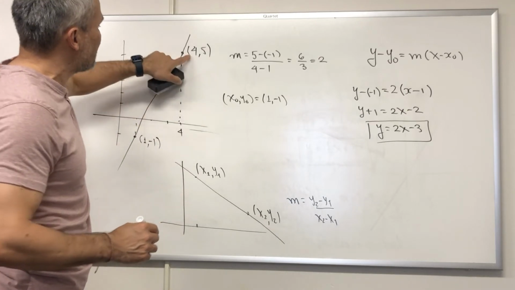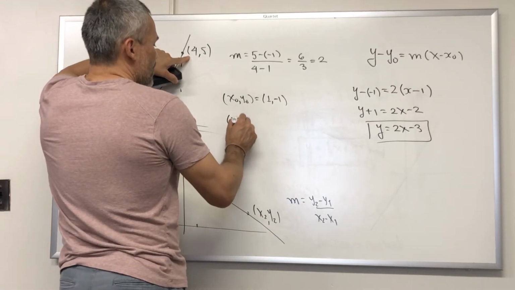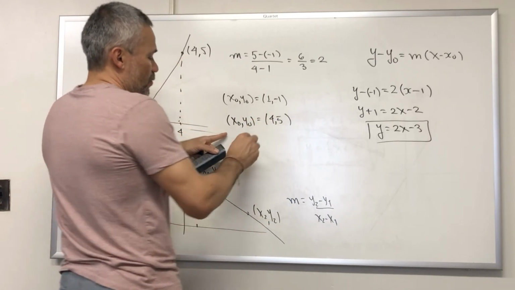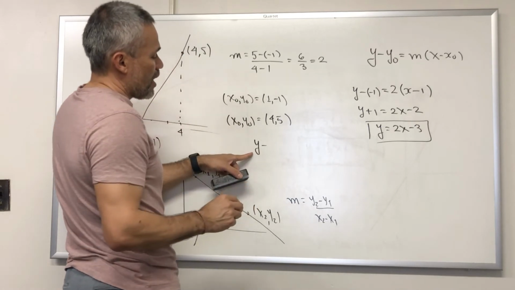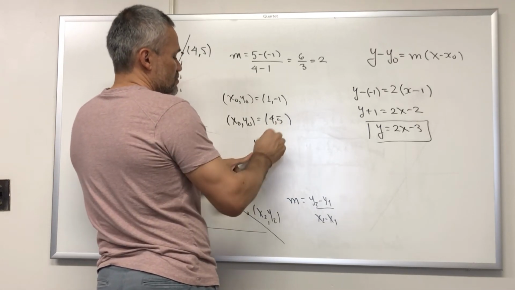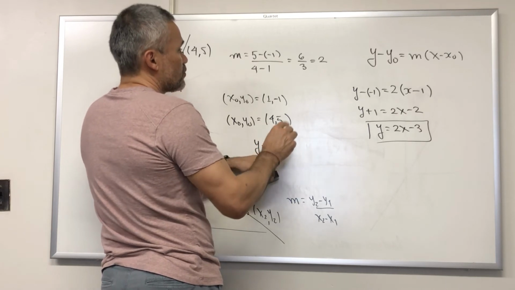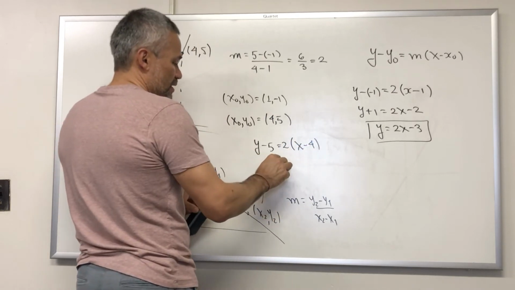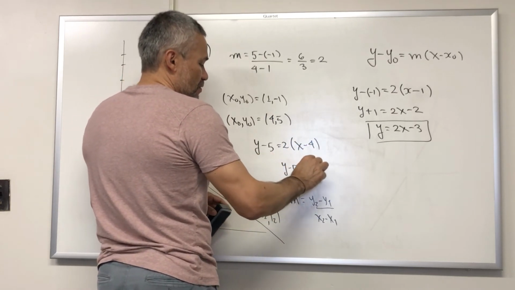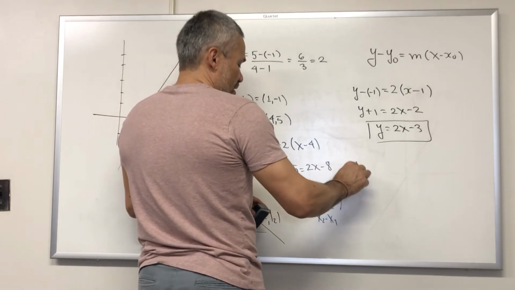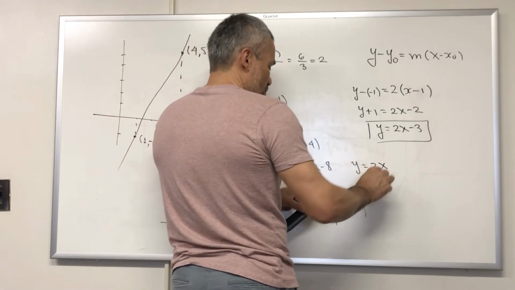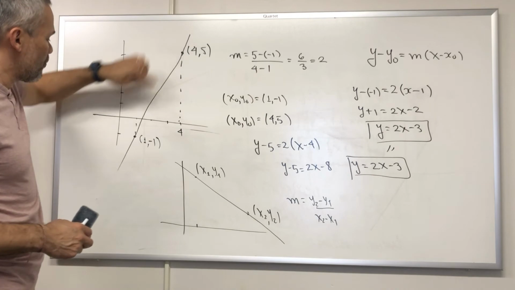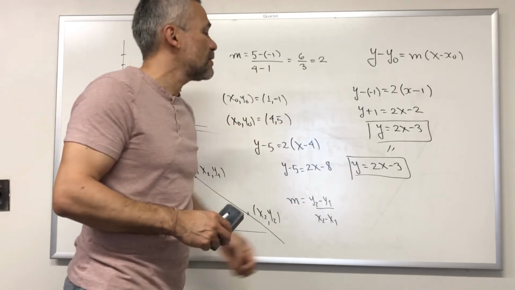Notice that if we select this point instead to be our x sub 0, y sub 0, 4, 5, then the equation of the line should be the same. Let's check this. Y minus y sub 0, in this case y sub 0 is 5, should be equal to the slope, which is 2 times x minus 4. Then we get that y minus 5 is equal to 2x minus 8, and then y should be 2x, -8 plus 5 is -3. It doesn't matter which point you pick, you will get the same answer.